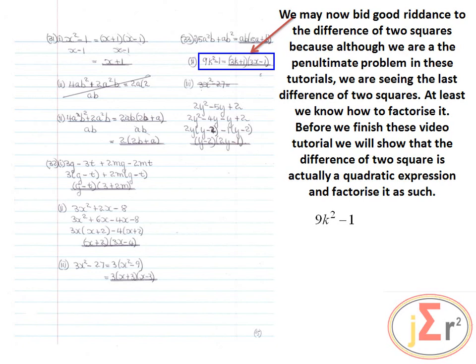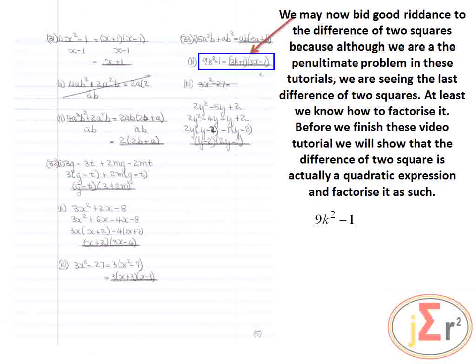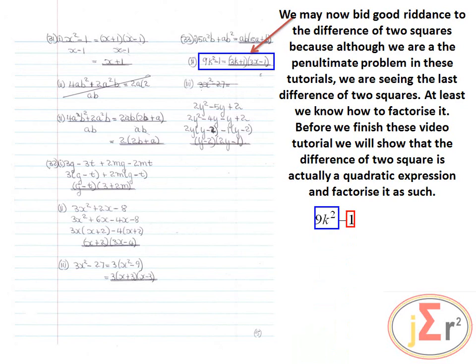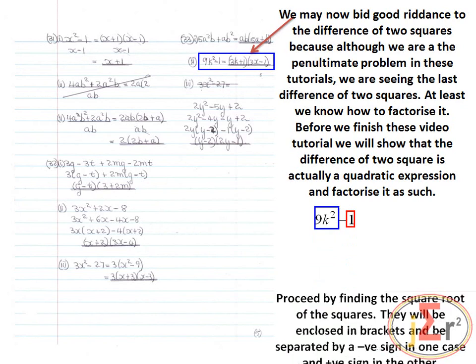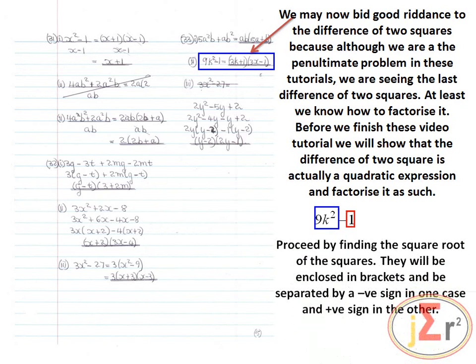So, as a matter of fact, we have shown in a previous tutorial already that a difference of two squares is actually quadratic. We converted it into its trinomial form, and then we converted it into its quadratic form, and we factorized it by taking two at a time. Factorization by grouping. But here, we will not go through all of that because it is not necessary in an examination. We will go straight ahead and take the square root of the squares. So proceed by finding the square root of the squares.